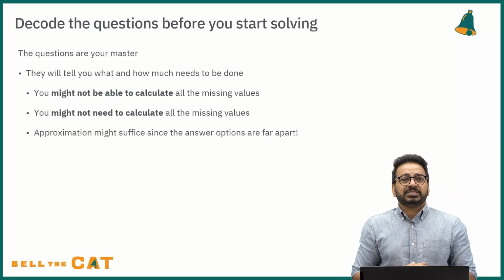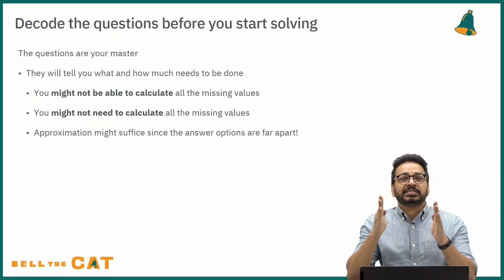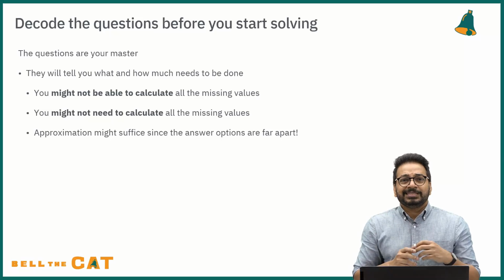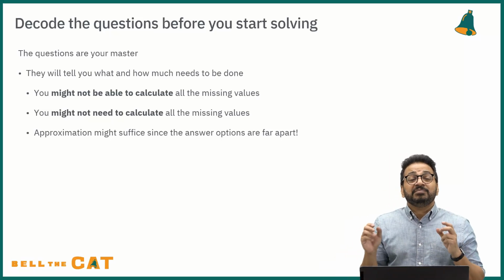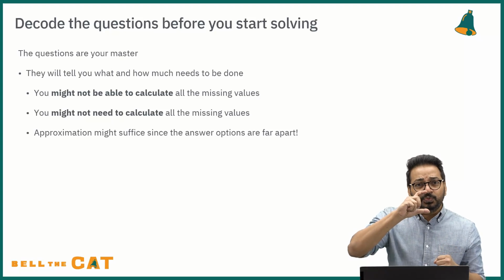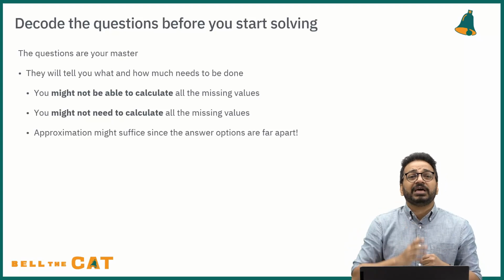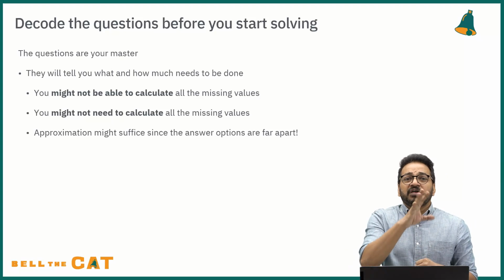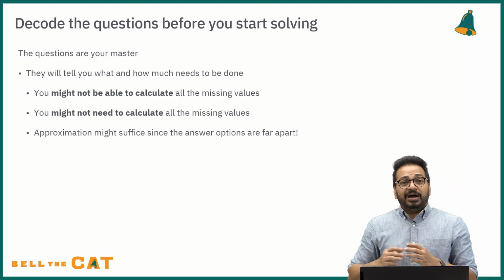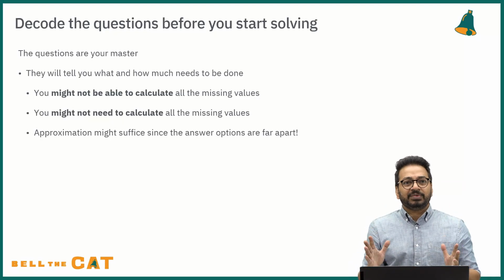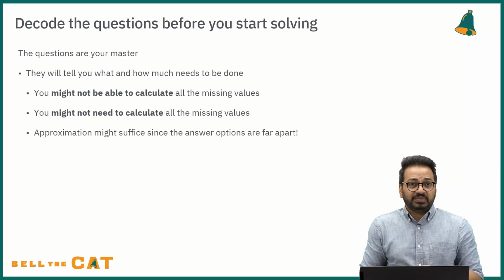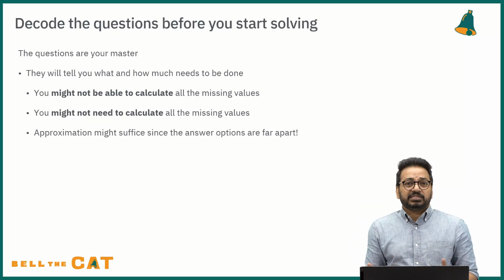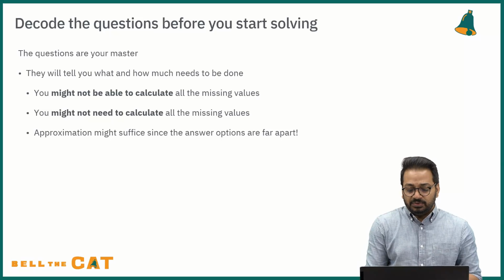If you read the questions and you find that the answers are very far apart, right? The answers are 95, 105, 120, 130. That means you don't need to waste time precisely trying to calculate the value. You can do a rough approximation and go ahead. Otherwise, you might see a bar chart and decide, okay, let me first calculate what each value is, and you might waste time on that. So approximation might suffice. You don't need to calculate the whole thing.